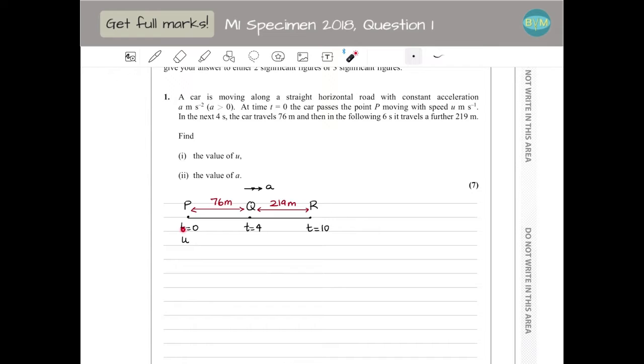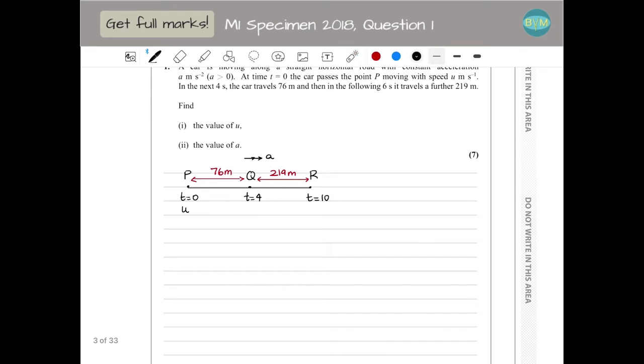So we have initial velocity here, and they don't ask for any velocity at any other point, so we are going to try to avoid using velocities other than the initial velocity. So if I use QR, my initial velocity here is not u anymore, so that's not what I want. What I'm going to use is PQ, to use this initial velocity, and PR to use again this initial velocity.